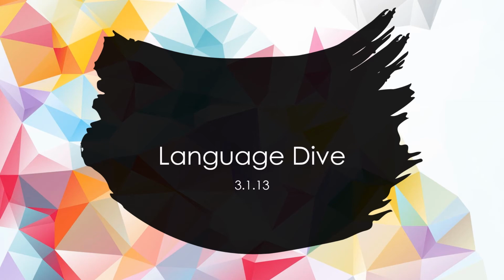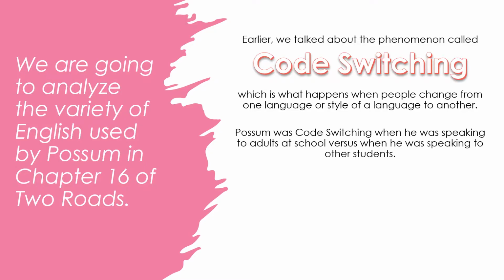Today we're going to dig into some of the language that is used in Two Roads. Today we're going to analyze the variety of English used by Possum in Chapter 16 of Two Roads. Earlier in this unit, we talked about a phenomenon that's called code switching. Remember that this is what happens when people change from one language or style of a language to another. Possum was code switching when he was speaking to adults at schools versus when he was speaking to other students.